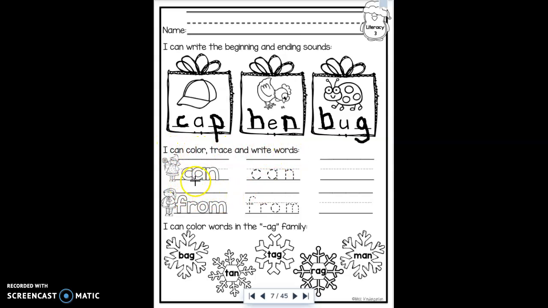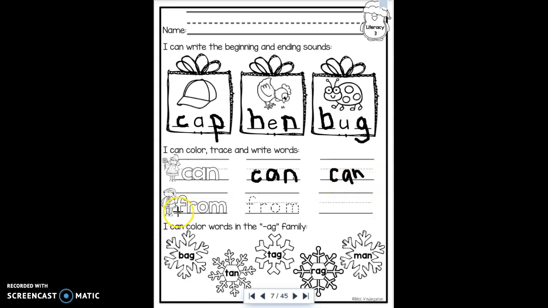All right. In the middle, it says I can color, trace, and write the words. So I color the first one, I trace the middle one, and then I write it. So our first memory word is can. C-A-N. Can. I'm going to trace it here. C-A-N. And then I'm going to write it. Okay? You need to make sure, C-A-N, that you're doing all 3, that you're coloring, tracing, and writing.